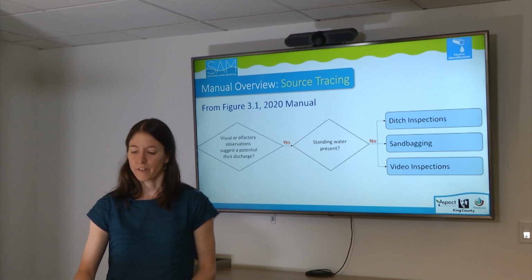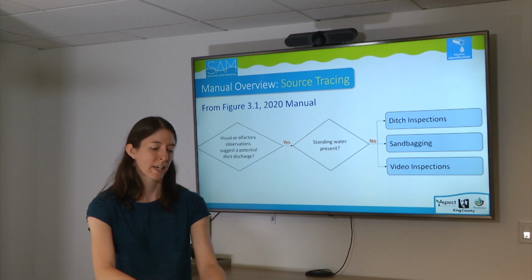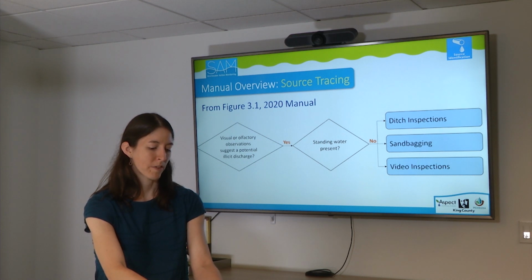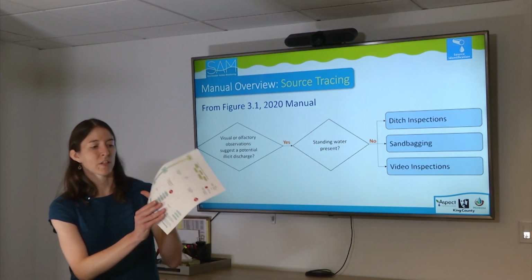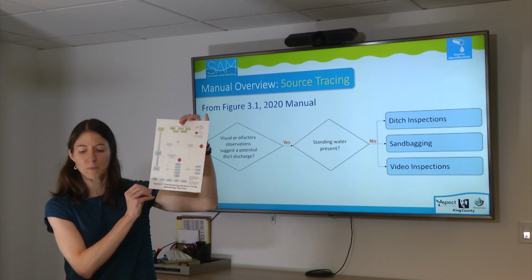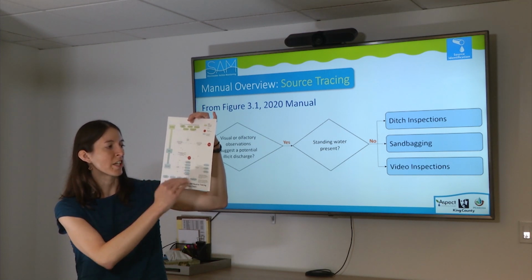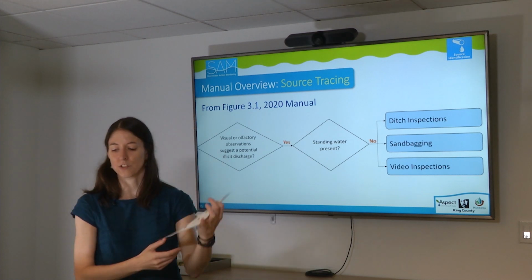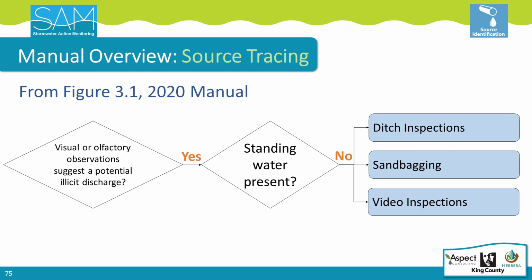So shifting back to that figure 3.1 that's in section 3, now we're going to the bottom of the flowchart here. So take a look at your manual for this. All the way to the bottom here, we're back to page 15 in the manual or page 25 in the PDF version. And the bottom portion is where you're looking at your source tracing methodologies. So here on the slide, if we've got visual or olfactory observations that suggest a potential illicit discharge, and we do not have standing water present, then we'll probably be looking at ditch inspections, sandbagging, or video inspections.